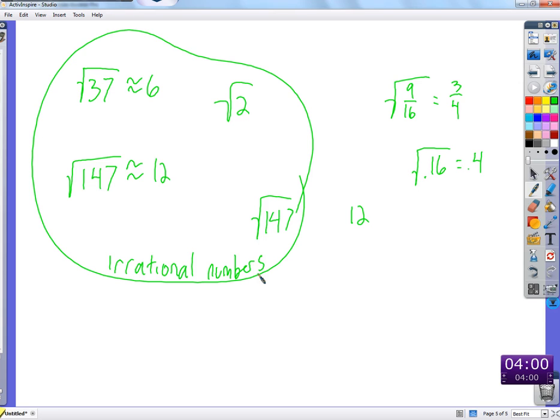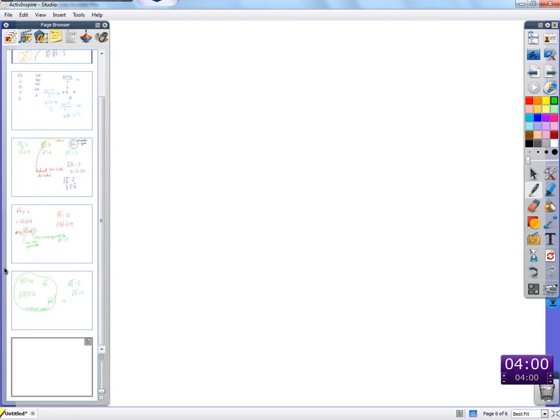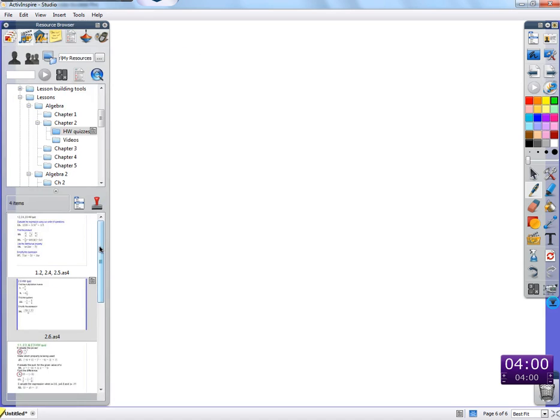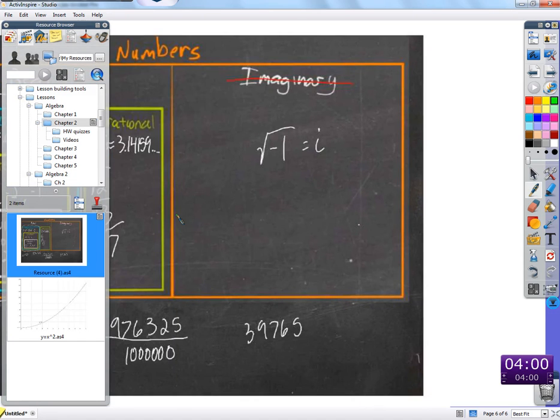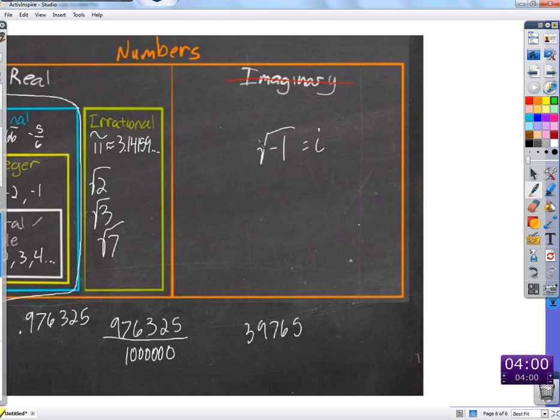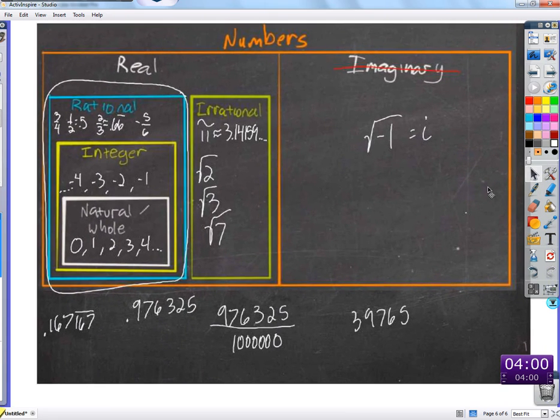So if you remember, close to the first day of school, we pulled out this chart. We talked about this already. We talked about natural or whole numbers. We talked about the integers, which contain the natural or whole numbers. We talked about the rational numbers, which would include the square root of 4, square root of 16, square root of 9 over 16. But the square root of 2 and the square root of 3 and the square root of 7, the square root of any number that's not a perfect square, would be irrational.